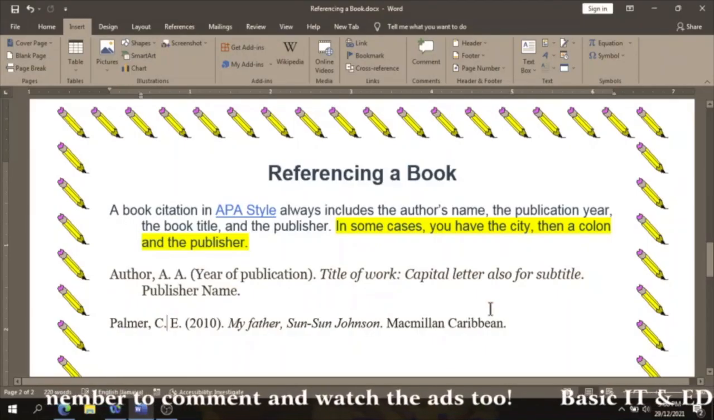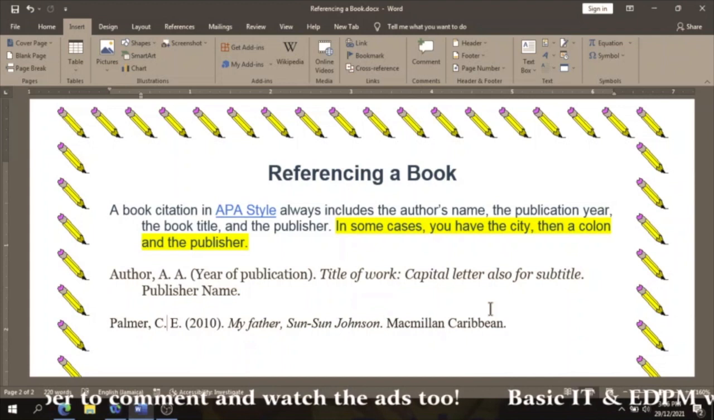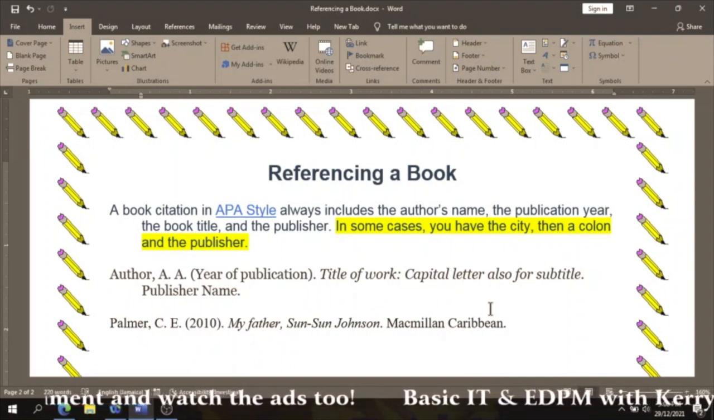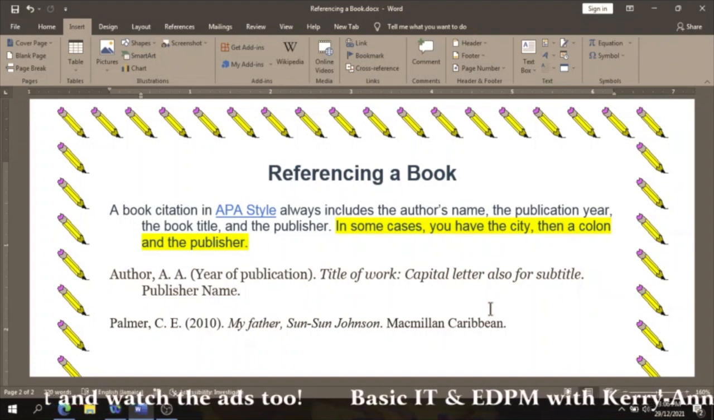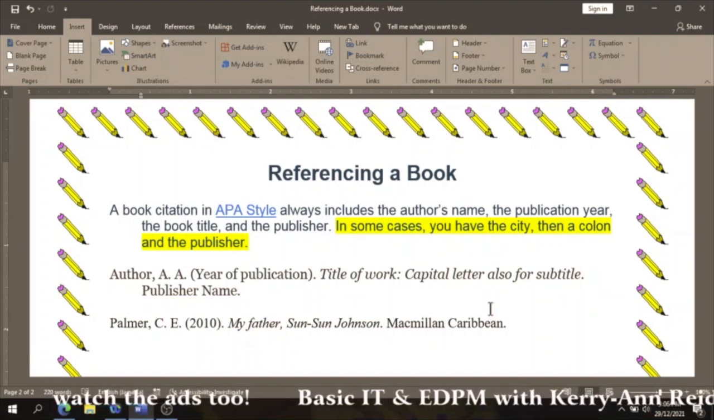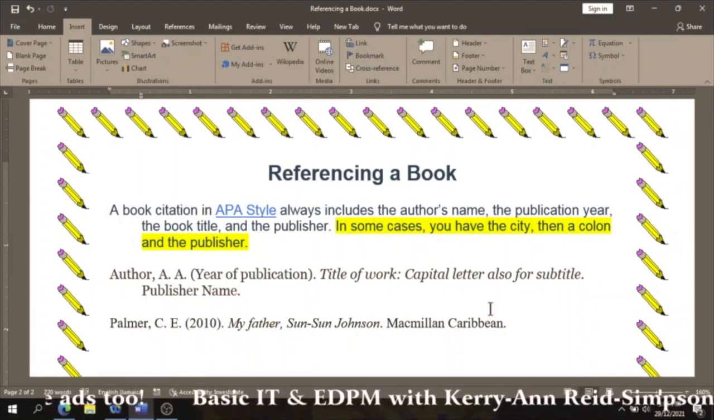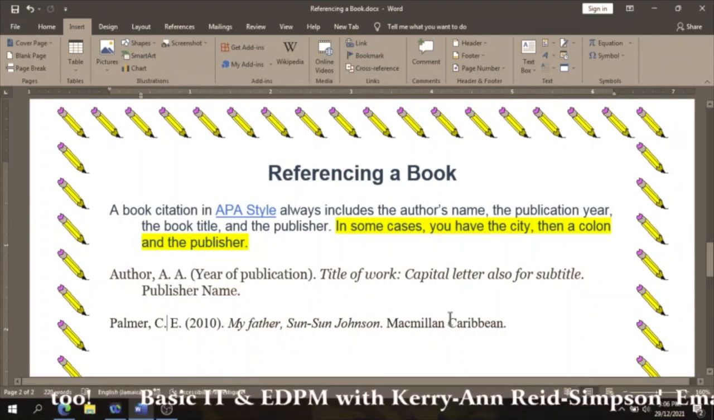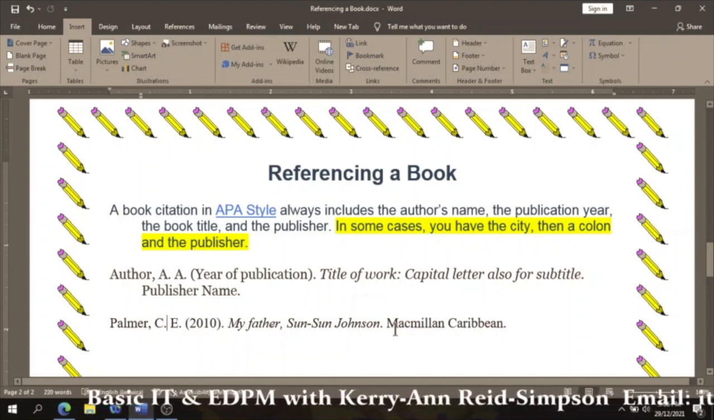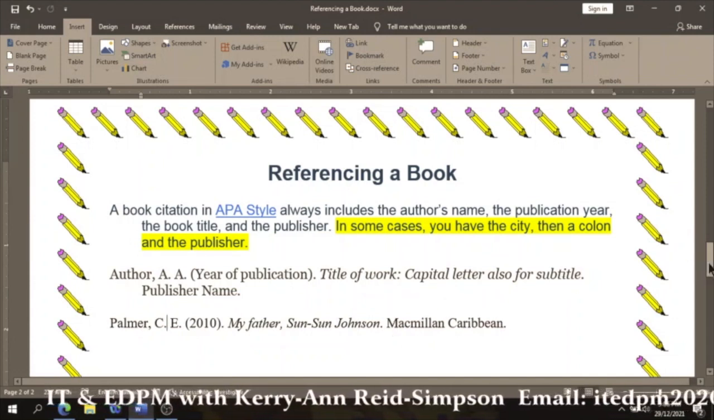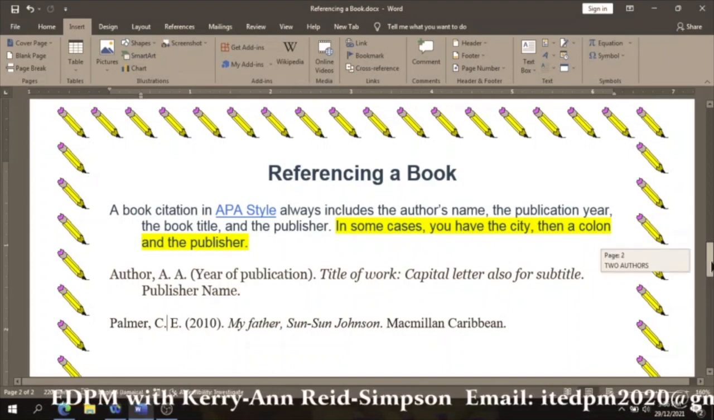If it was in America, you would normally have the city, and the city is usually abbreviated. So you wouldn't spell the city all out, you would put like MA for Massachusetts or something like that, followed by a colon and a space, and then the publisher name would be next, followed by a full stop.